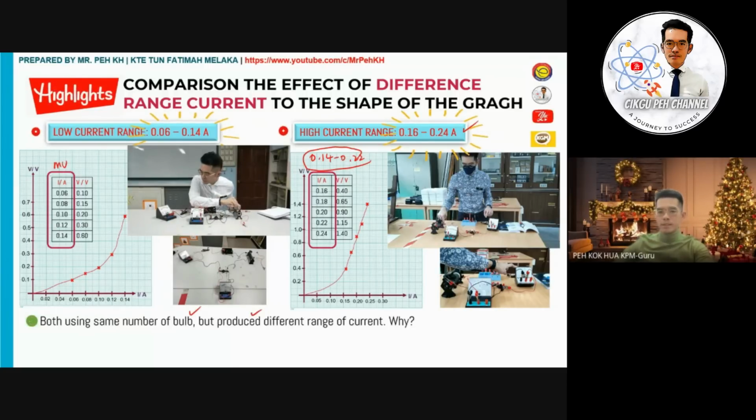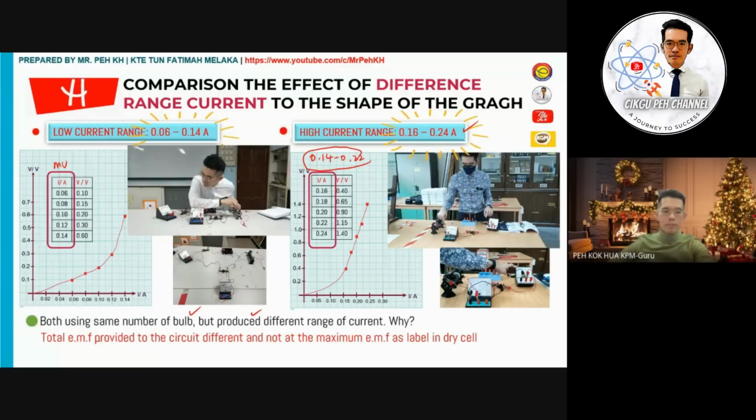So why do you get this? Actually, the total EMF plays an important role in getting a different range of current or different mV in your experiment. I suspect that the low range of current is due to the battery power not being full. But you can see I was still able to get the data. That means as long as you are able to get the maximum and minimum values with the provided apparatus, there will be no problem.